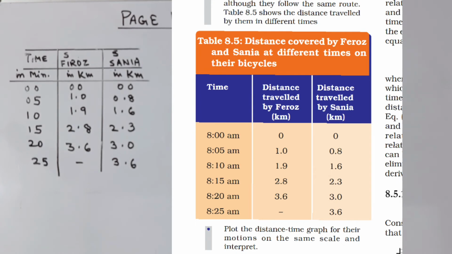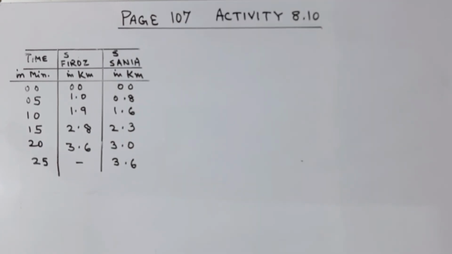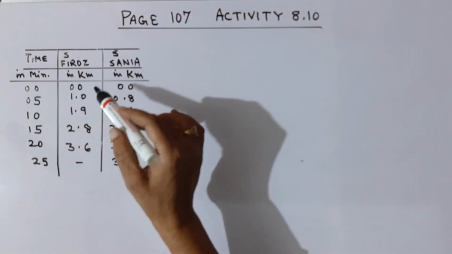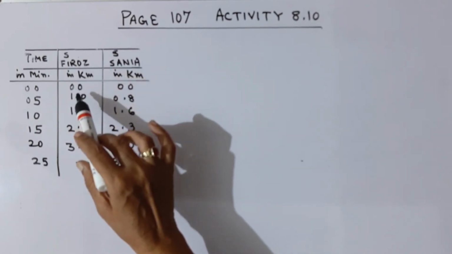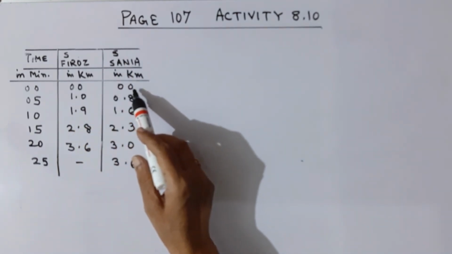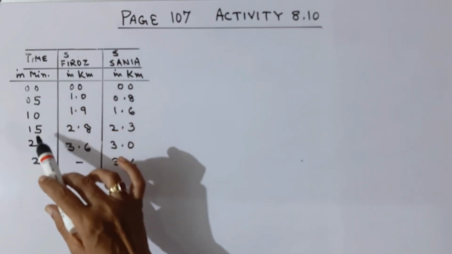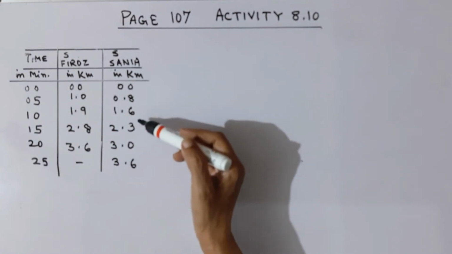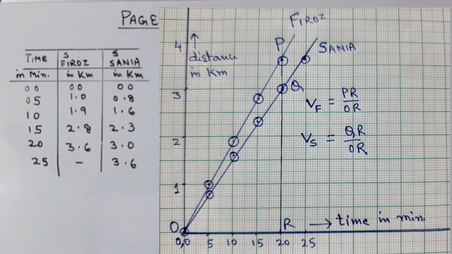Since time is given in AM and the observations are at time intervals of 5 minutes each, we can rewrite the data in this form. At 0 minutes, the distance travelled by Firoz is 0 kilometers, by Sania also is 0 kilometers. Then at intervals of 5, 10, 15, 20 and 25 minutes, these are the respective distances travelled by them. Now we plot a graph. Here you can see the actual graph drawn.